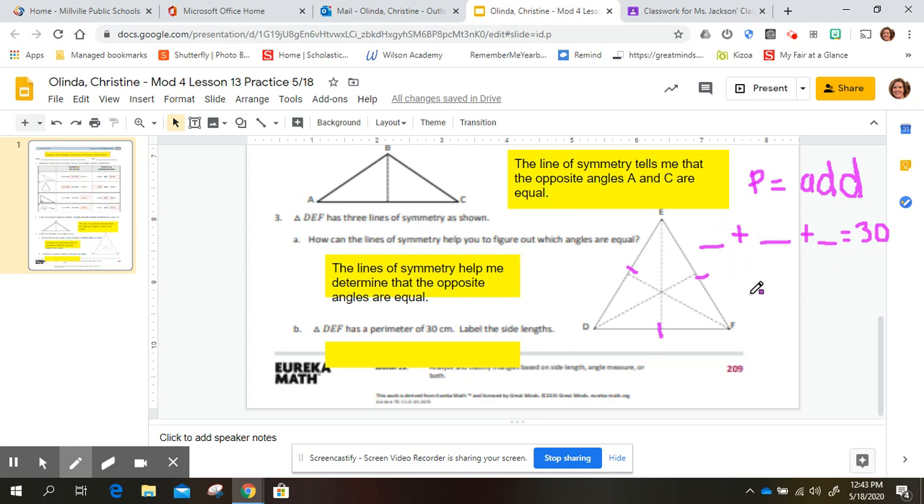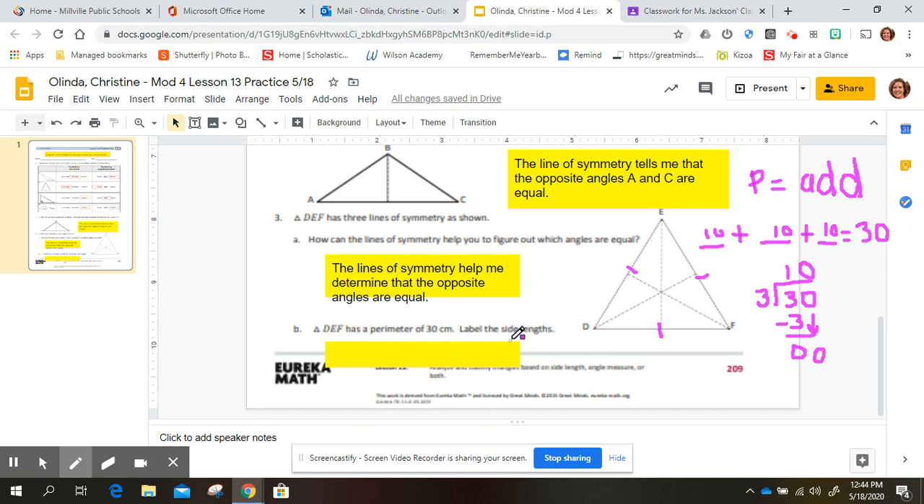So many of you could probably already do that in your head, but if you didn't, you could always divide 30 by 3 because there are 3 sides and the whole thing has to equal 30. And we know that 30 divided by 3 is 10. And that makes sense because 10 plus 10 plus 10 equals 30.